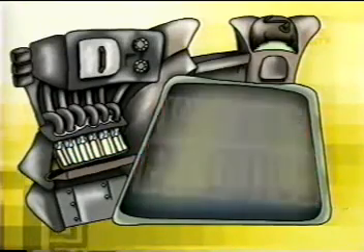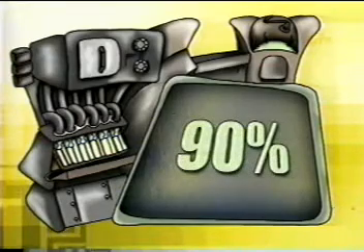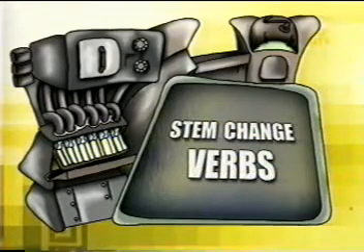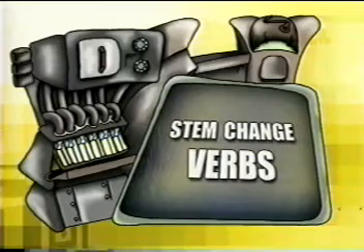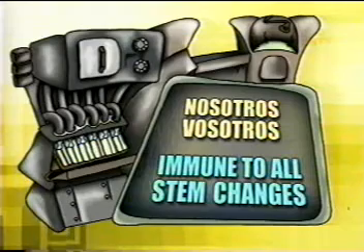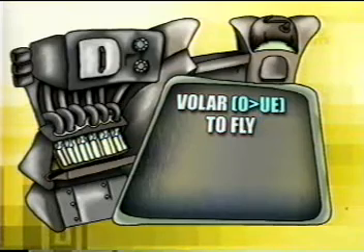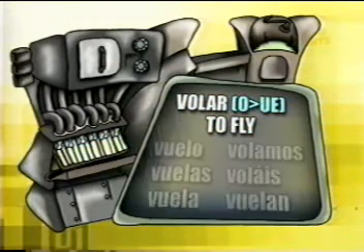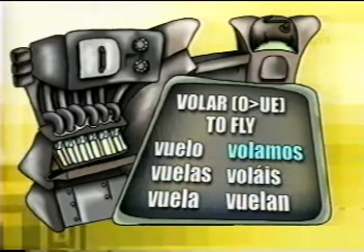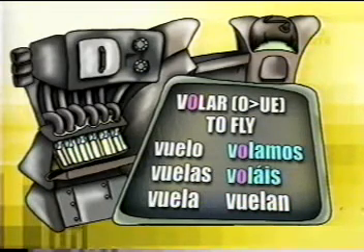Warning, warning, exception, exception. While the method we just showed you for forming the subjunctive works about 90% of the time, there is something else you need to know. Way back when you first learned about stem change verbs, you probably learned that the nosotros and vosotros forms were immune to all stem changes. Like when you conjugate the stem change verb for to fly, volar. Volar is an O to UE verb, so its normal present tense conjugation would be vuelo, vuelas, vuela, volamos, voláis, vuelan. The O doesn't change in the nosotros and vosotros forms.